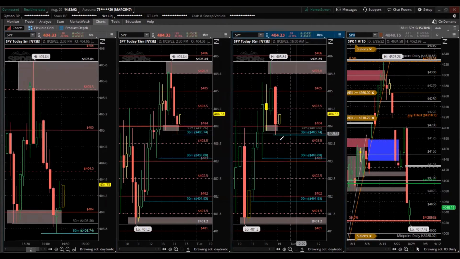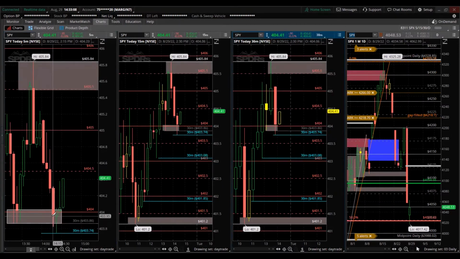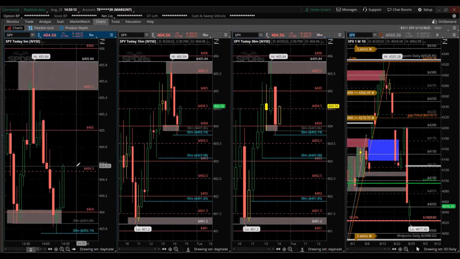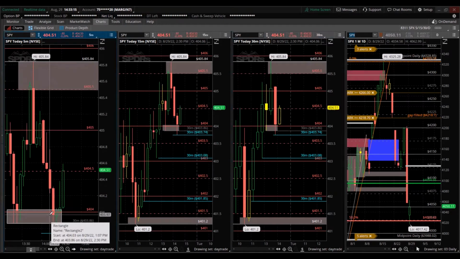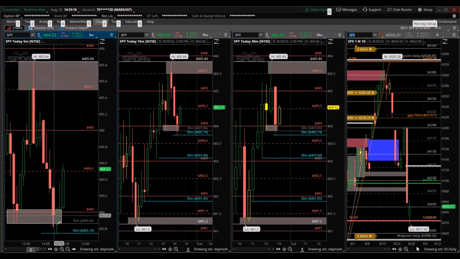There we go. So that 30-minute horizontal line formed up there. So I can see it here. I can see it here. I see buyers stepping in. So let me update this. Look at that, push going higher.